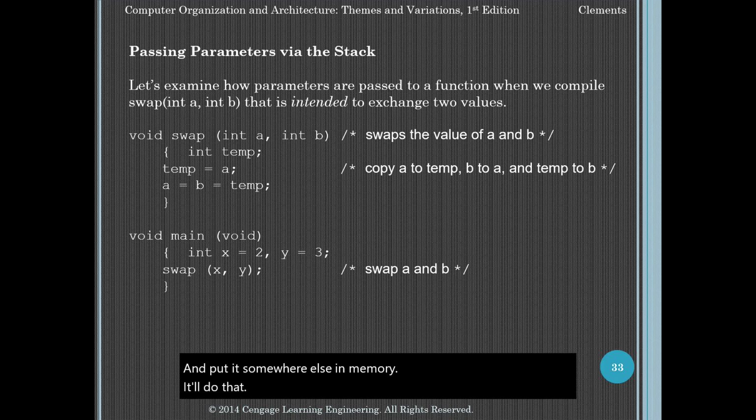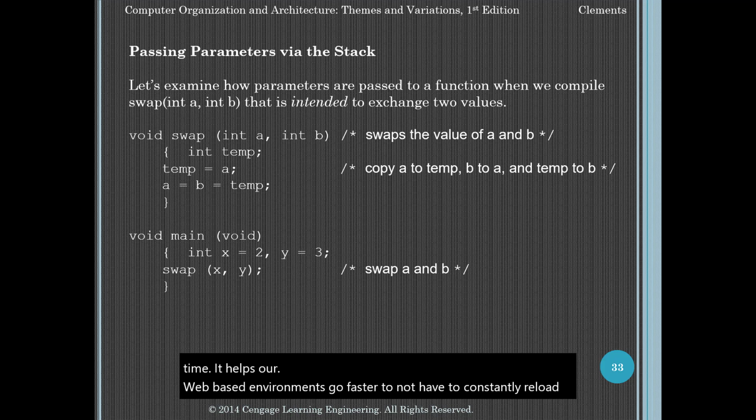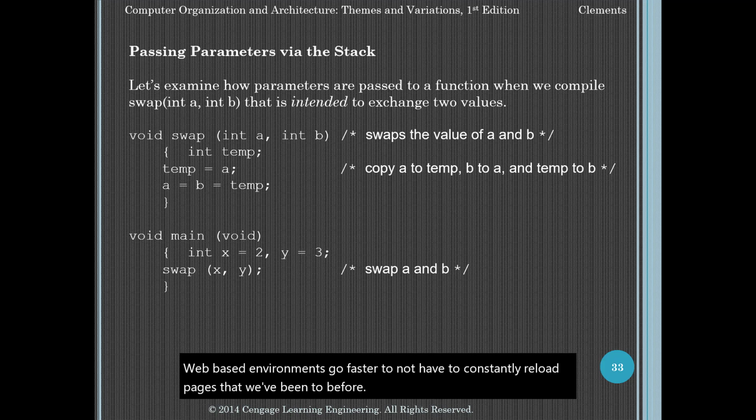But again, an optimizing compiler will not reread data from memory that it already has in a register. It's kind of like the idea of a cache, right? Most of us probably understand a cache. We have to clear them in our browsers all the time. It helps our web-based environments go faster to not have to constantly reload pages that we've been to before. And that is essentially the same idea of what an optimizing compiler is trying to do.